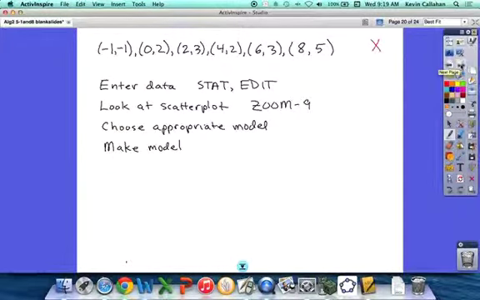Okay, try this one. Look at the data, put it in, look at it, choose the appropriate model. Remember? Stat edit enters it. You shouldn't have to turn on the plotting of points, right? You already turned it on. Just do zoom 9 to look at the data, and then pick the right shape.